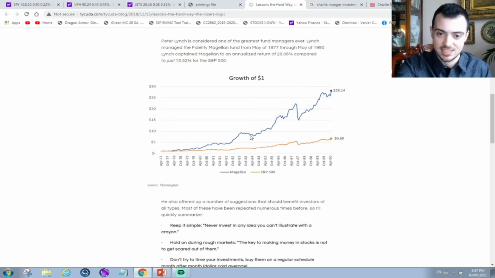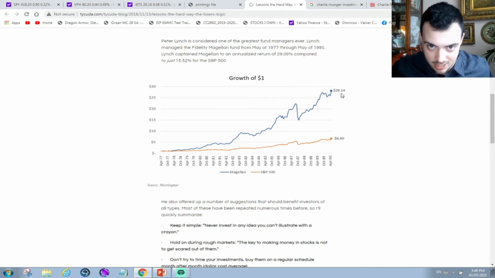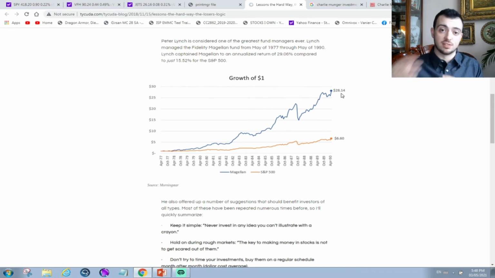What's to look at is this blue line. This blue line means he did 28 times your money. He vastly outperformed the S&P 500. I wouldn't consider him as much of a value investor per se as Warren Buffett, but he had the exact same moral compass as I would be teaching you, because I've learned from all of these people. I've read all their books, and I'm just passing on the information in maybe a little bit simpler way.